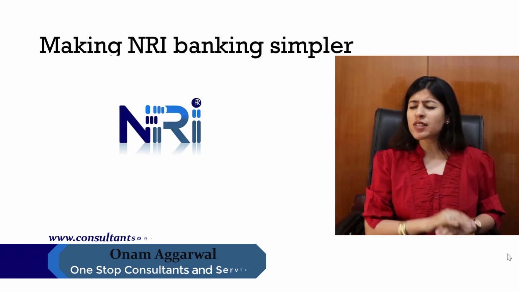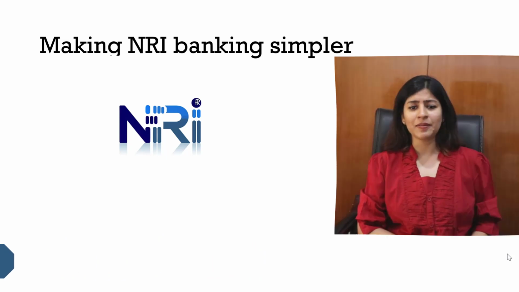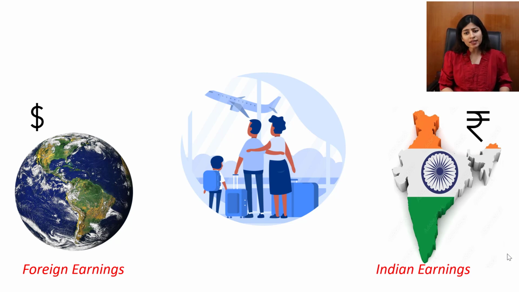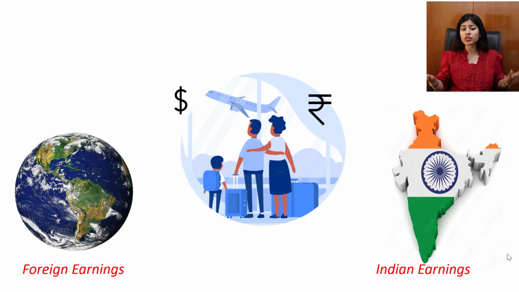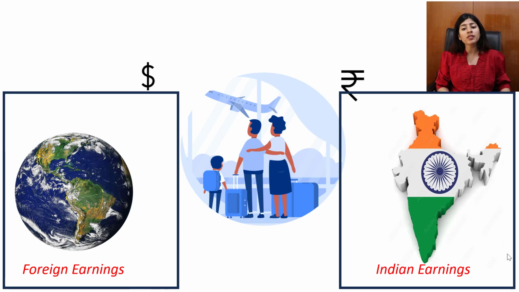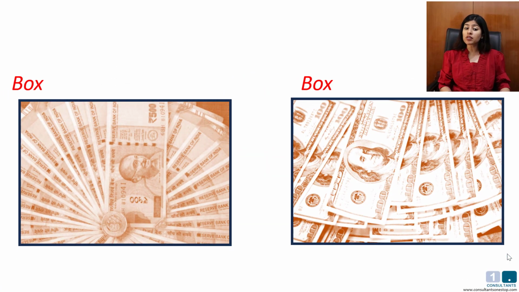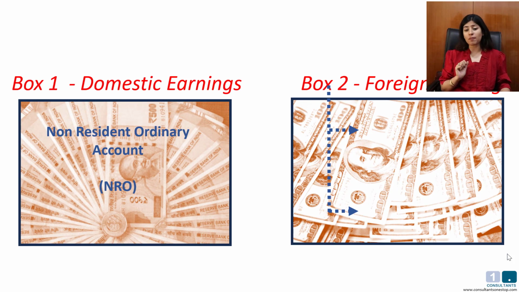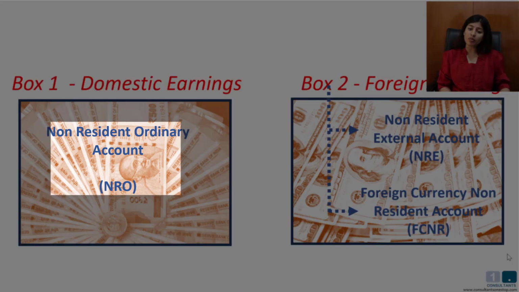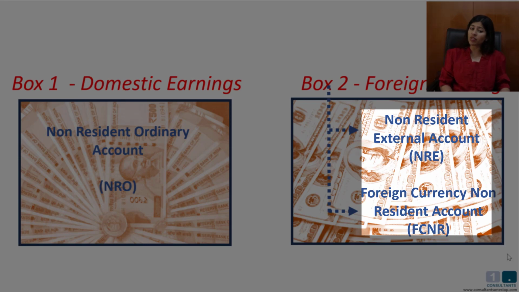Today, I'm going to simplify banking for all the NRIs. Basically, all NRIs have two types of income sources. Foreign earnings, that is the income you earn abroad, and earnings from India, that is Indian earnings. And the banking system is devised to separate the two sources into two boxes. One box is for domestic earnings, which contains the non-resident ordinary account. And the second box is for foreign earnings, which has two further compartments, the NR external account and the foreign currency non-resident account. So the domestic earnings go to the NRO account and the foreign earnings go either to the NRE or FCNR account.